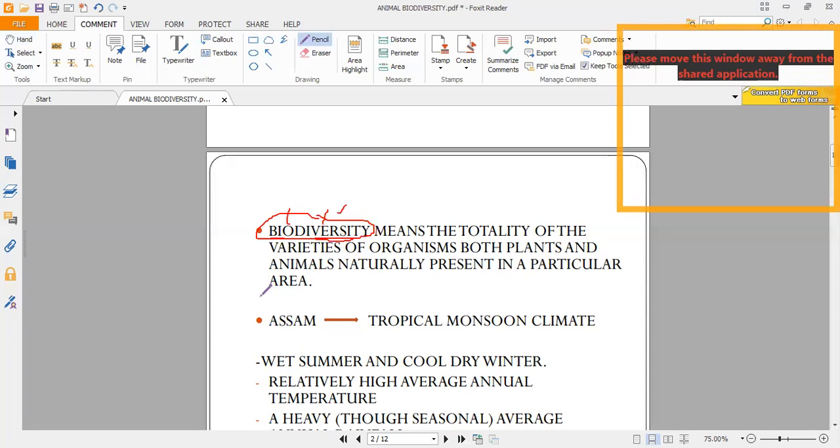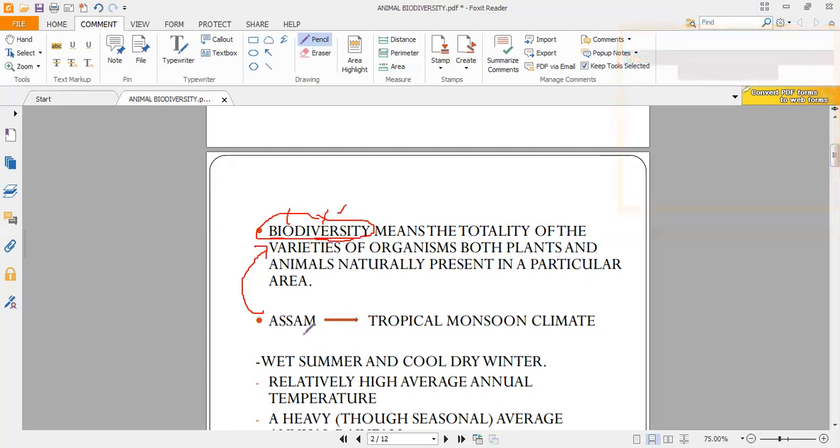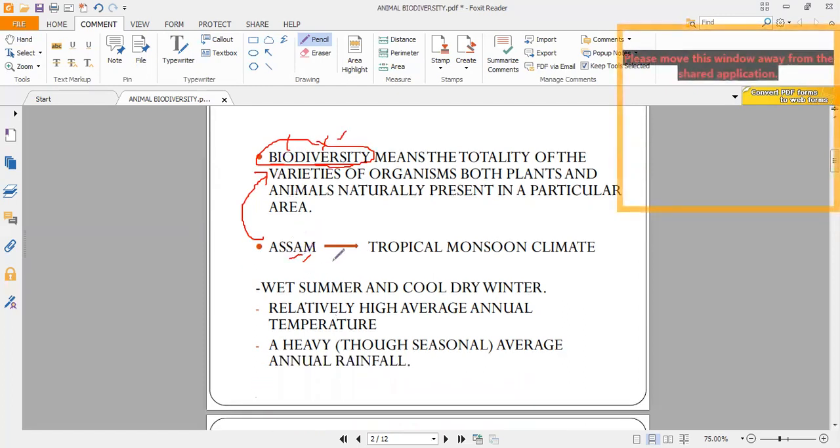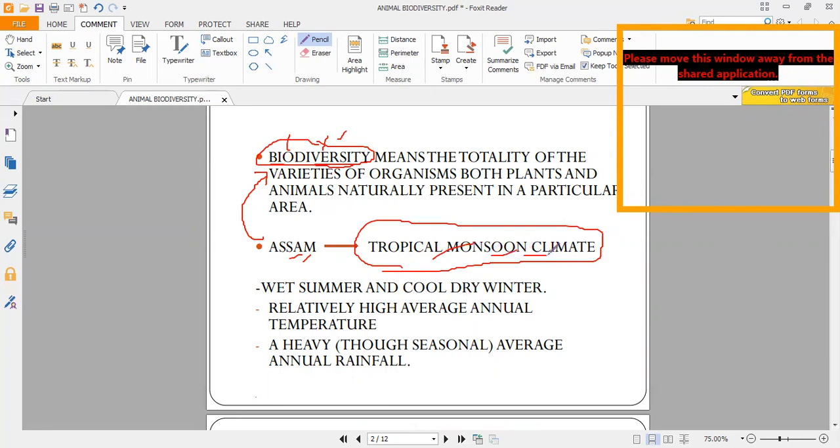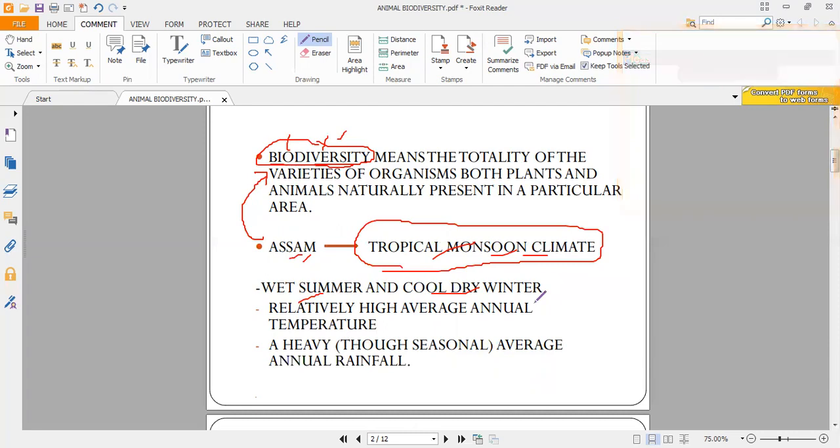And this biodiversity is connected with the climate of the particular place. The climate of Assam decides the particular biodiversity that we have in our state. See, the climate of Assam is normally tropical and monsoon climate, which you can find all over the country. This means we have a wet summer and a cool, dry winter during particular parts of the year.